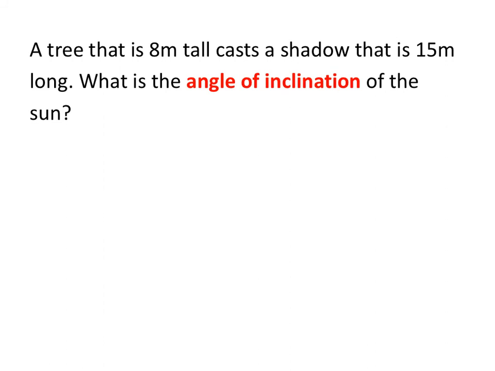In this sample word problem, we're told that we have a tree that is 8 meters tall. Let's start out by sketching that. And our tree casts a shadow that's 15 meters long. Well, where do we see shadows? Shadows usually appear on the ground. So here's my shadow, and it is 15 meters long. It's probably a safe assumption that my tree is perpendicular to the ground.